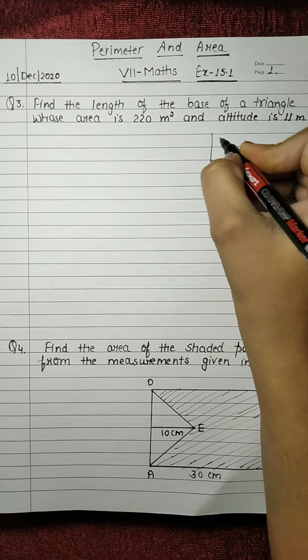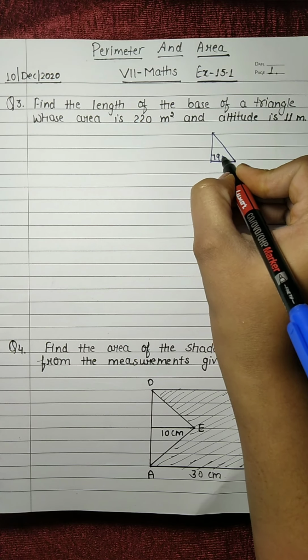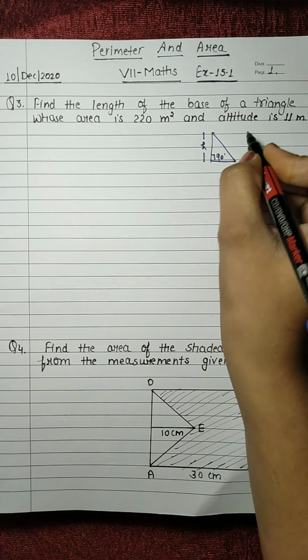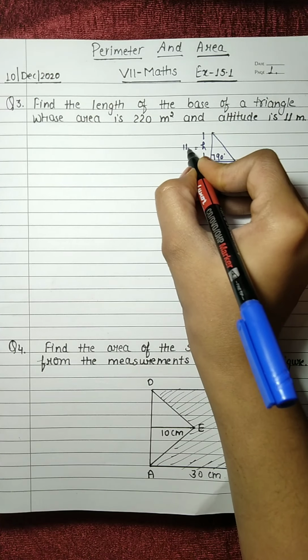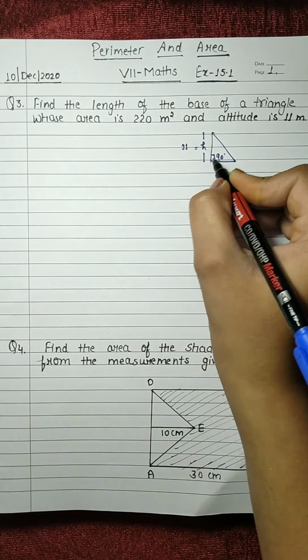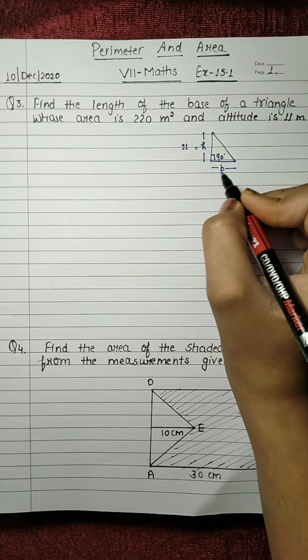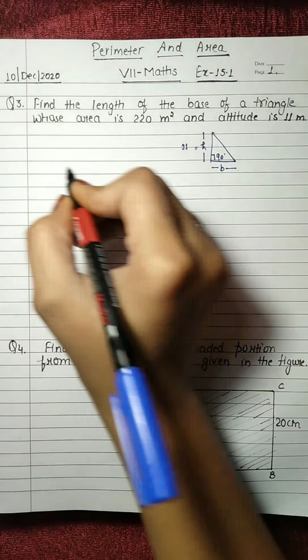Okay students, altitude means 90 degree. Okay, that means height. This is given to you: height is 11 meter, that means this is the altitude. And students, we have to find the base, that means you have to find the base. Is that clear?